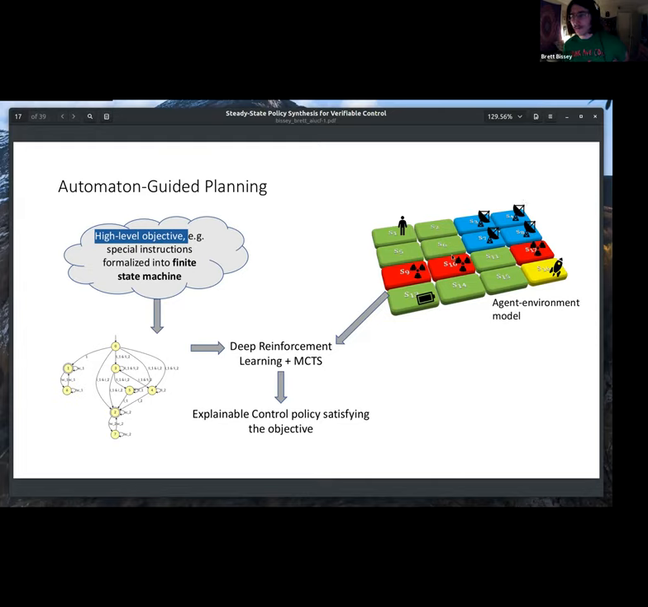So we have our agent environment model. They both come together in MCTS, and we get an explainable control policy satisfying the objective. Part of the reason that DFAs are interesting in this context is the explainable aspect. If you have something that says the agent is going to pick up two pieces of wood, then take them to the factory, and then take them to the home space, you can explain how the agent is training. Whereas in typical reinforcement learning and planning, you have to do the explaining afterwards. It's more up to the algorithm and the model to figure out an optimal policy, and you have no way of prodding it in different directions.